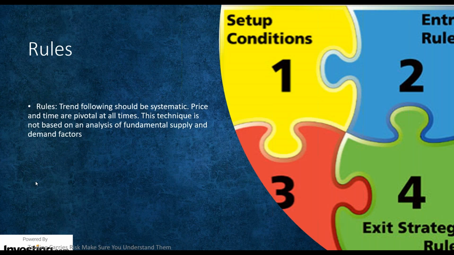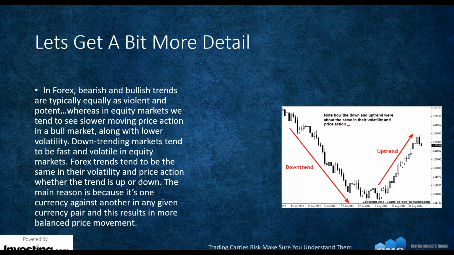And then rules. You should always have rules. Trend following should be systematic. Price and time are pivotal at all times. This technique is not based on an analysis of fundamental supply and demand factors. So in Forex, bearish and bullish trends are typically equally violent and potent, whereas equity markets tend to see slower moving price action in a bull market along with lower volatility.